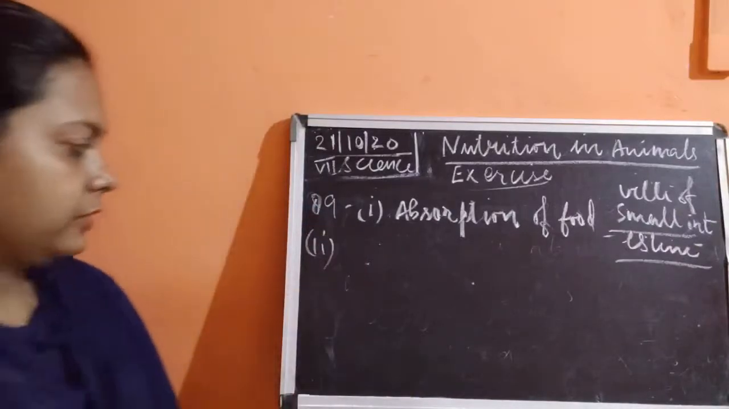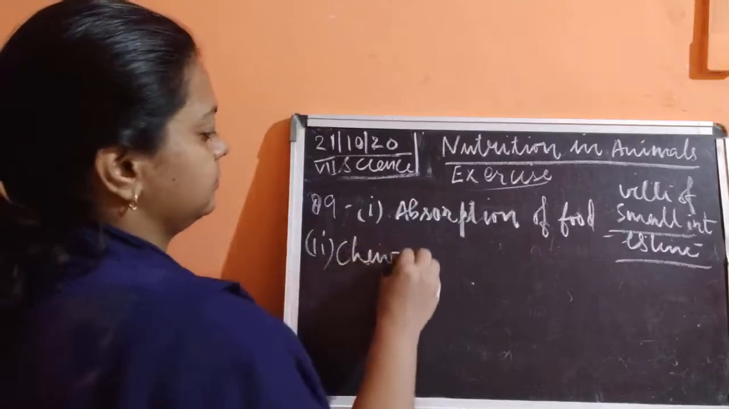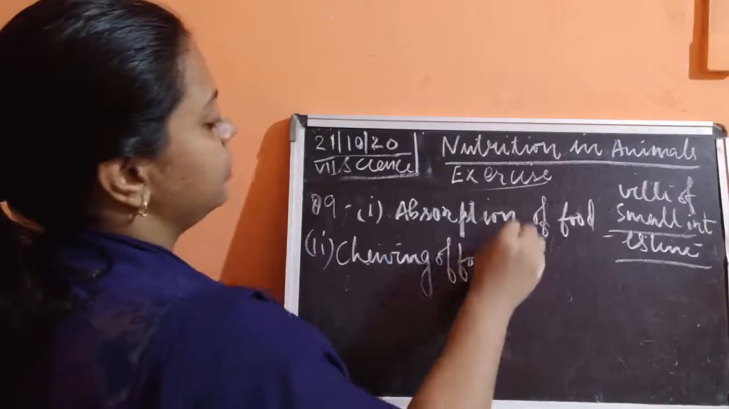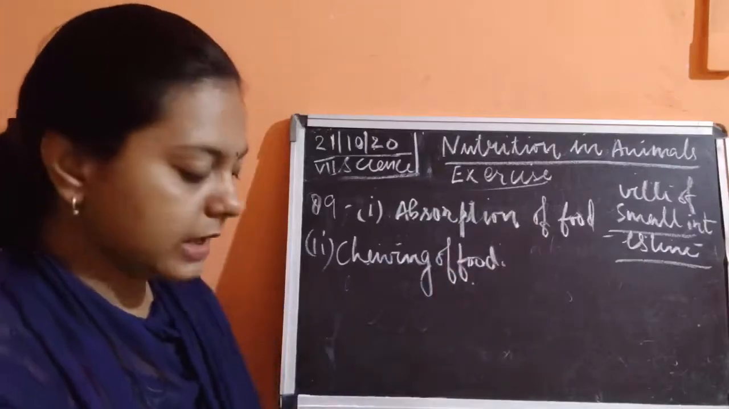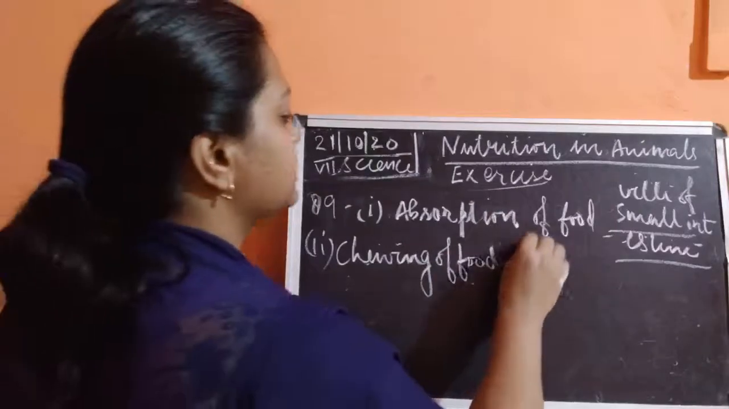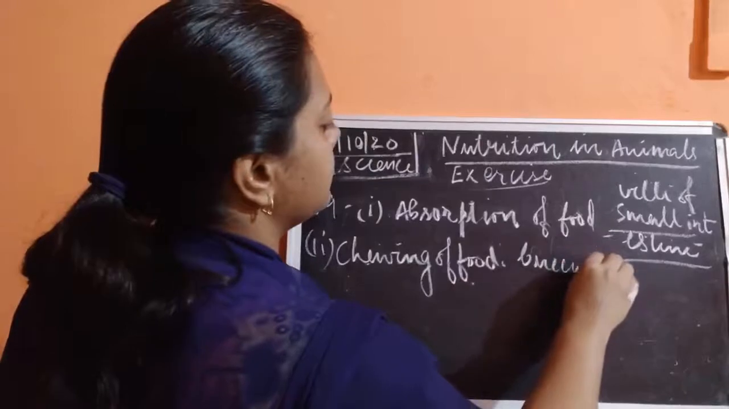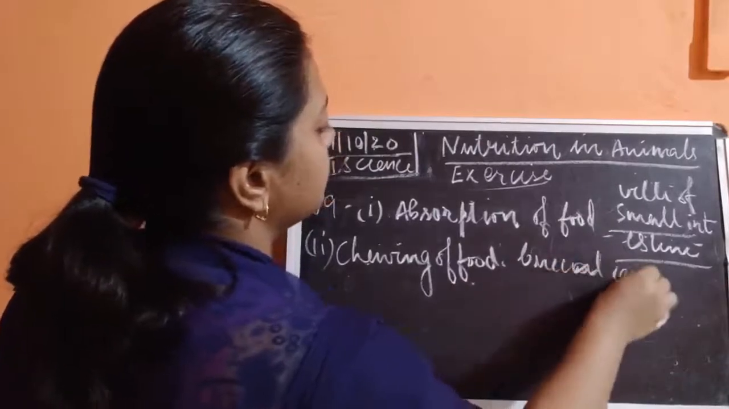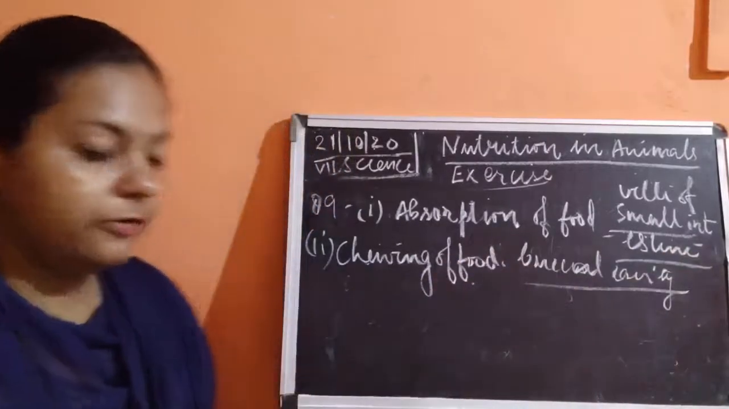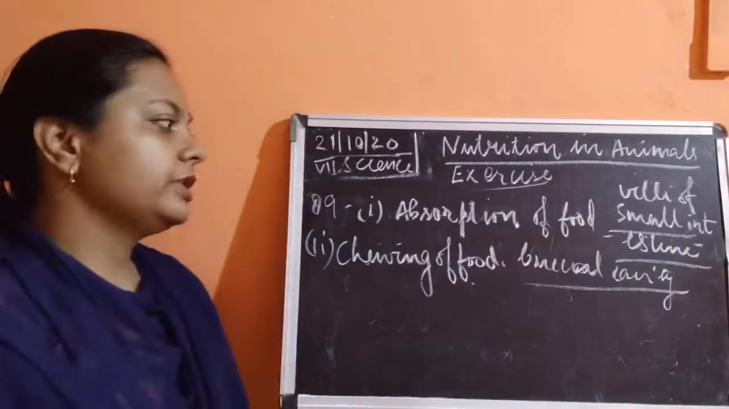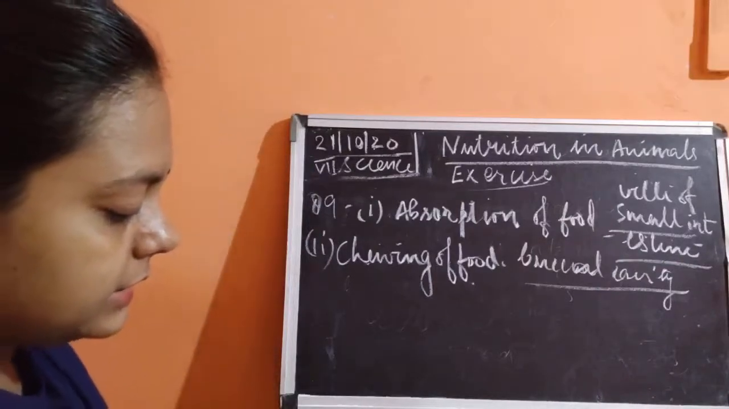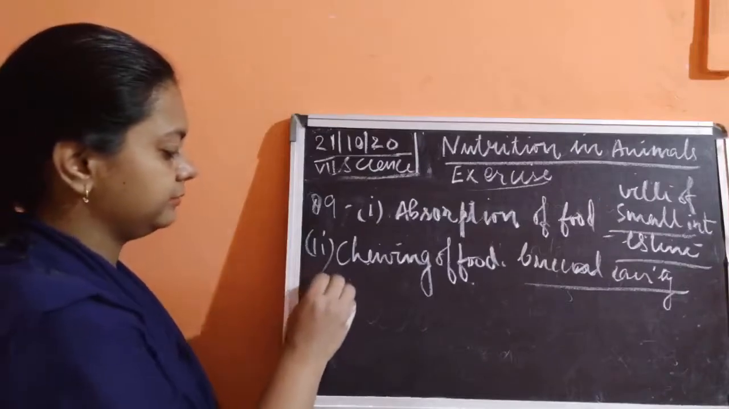It is the villi of small intestine that help in the absorption of food. Second is chewing of food. Now this is very simple. Chewing of food is happening where? It is happening in the buccal cavity. So the answer is buccal cavity, with the help of teeth and tongue. You can write down: chewing takes place in the buccal cavity with the help of teeth and tongue. You can complete this.